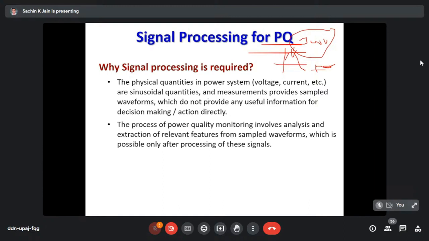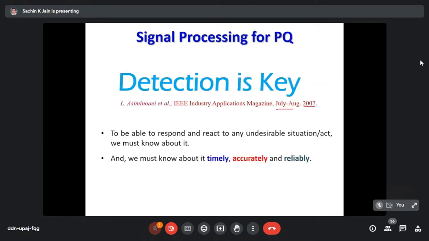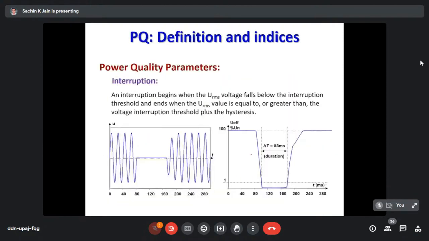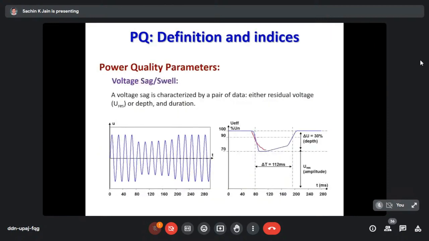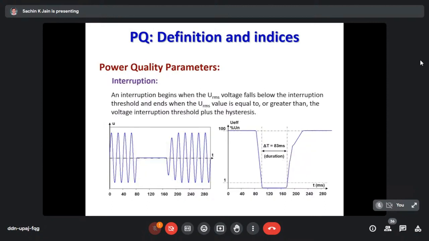The process of power quality monitoring involves analysis and extraction of relevant features from sampled waveforms, which is possible only after processing of these signals. As I told you, when your voltage dips like this, this is your RMS value, this is your instantaneous value. Either way, you need to monitor that the amplitude has reduced and it has been there for some duration. Then only it will be termed as sag or swell.